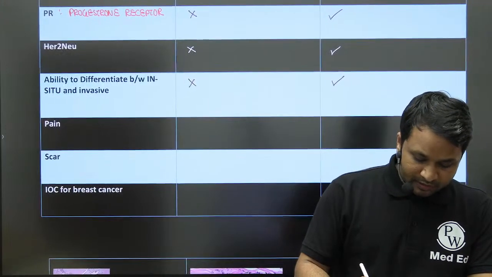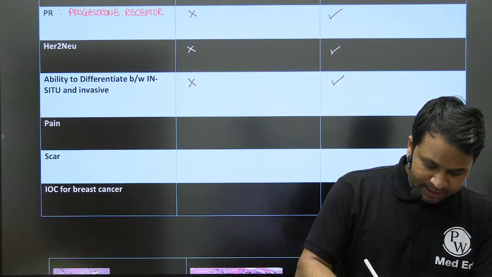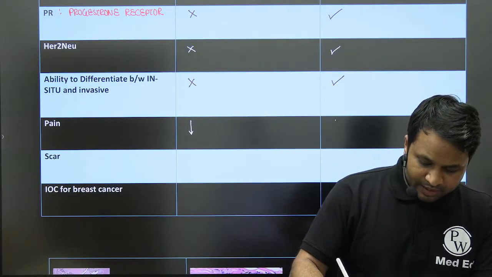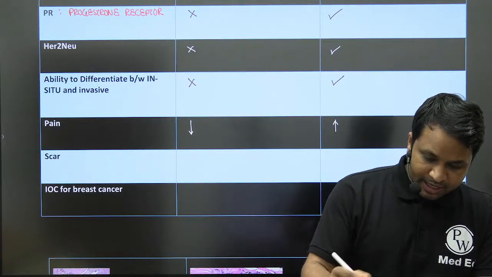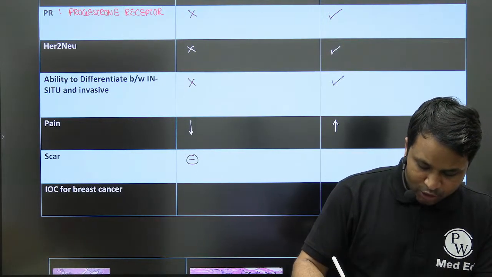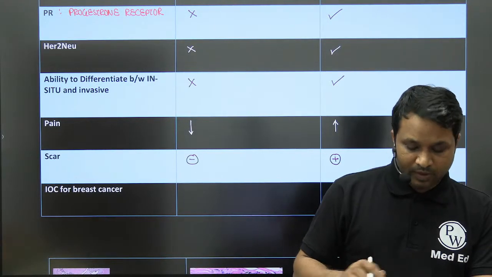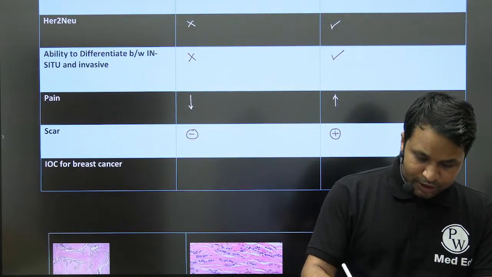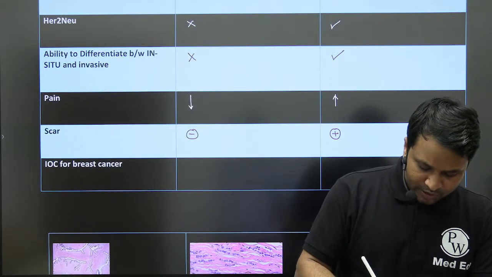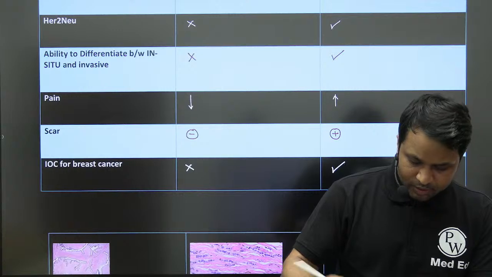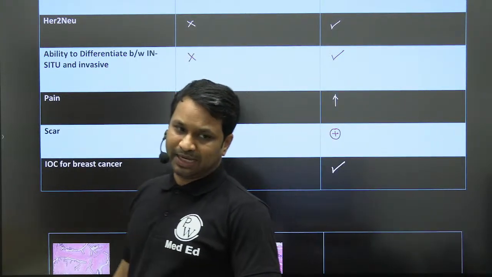The only advantage that you see with an FNAC is that it is going to be very little pain, whereas in TrueCut the pain increases. FNAC does not have any scar. TrueCut will leave a scar behind. But if they ask you a question on the investigation of choice for breast cancer, the answer is going to be TrueCut biopsy, not FNAC.